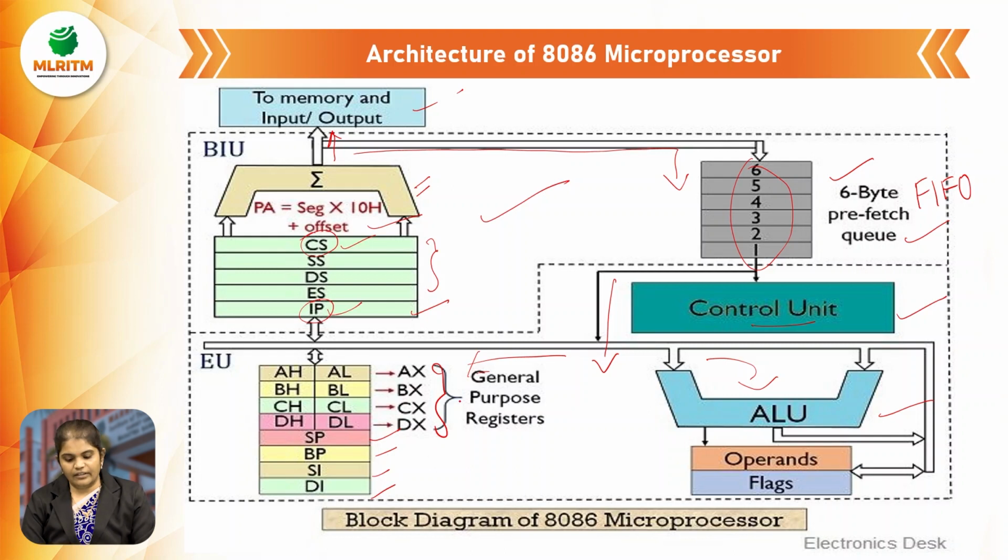Then in the second unit, the EU, after decoding, the data is temporarily moved into the general purpose registers. Then it is moved into the ALU for further processing, the actual execution. Once the execution is done, the data is moved again into the general purpose registers. These general purpose registers are user-friendly registers given to programmers; you can use them as many times as you want during the execution process. The operand register and the flag register are also part of the architecture.